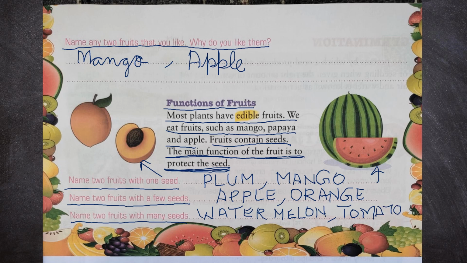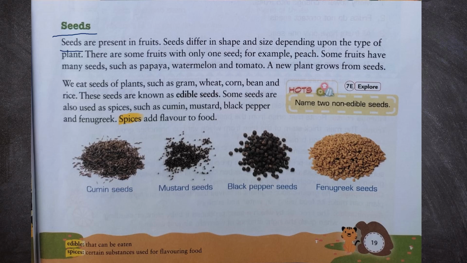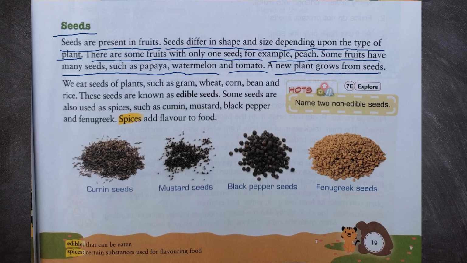Now let us move to another part of the plant, that is seeds. Seeds are present in fruits. Seeds differ in shape and size depending upon the type of plant. There are some fruits with only one seed, for example peach. Some fruits have many seeds such as papaya, watermelon and tomato. A new plant grows from seeds. We eat seeds of a plant such as gram, wheat, corn, bean and rice.